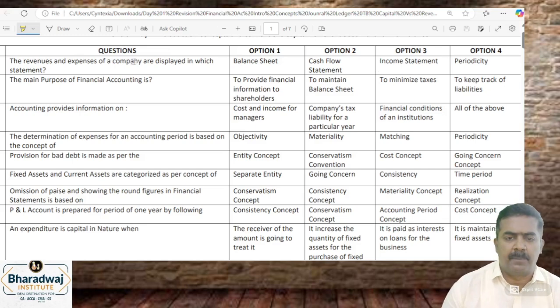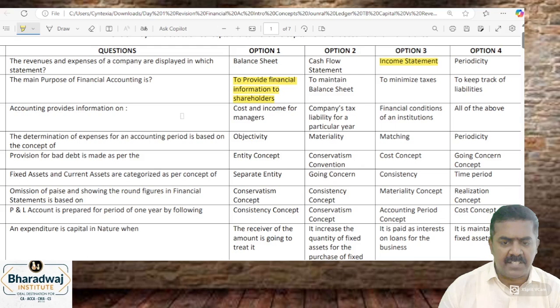Revenues and expenses of the company are displayed in which statement? Income statement. Income statement is nothing but the P&L account. The main purpose of accounting is to provide information to shareholders. P&L account and balance sheet are given to shareholders. Accounting provides information of cost and income, tax liability, financial condition, all the above. Answer is all the above.